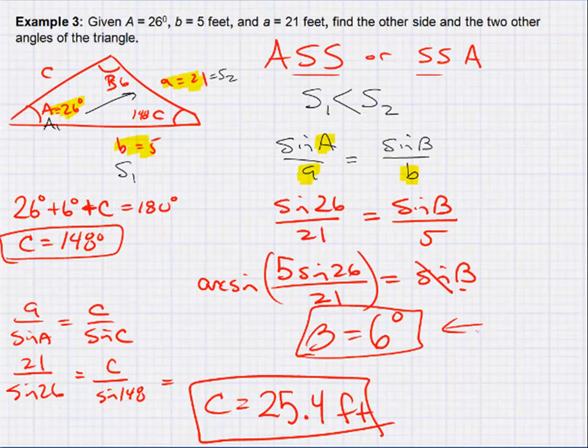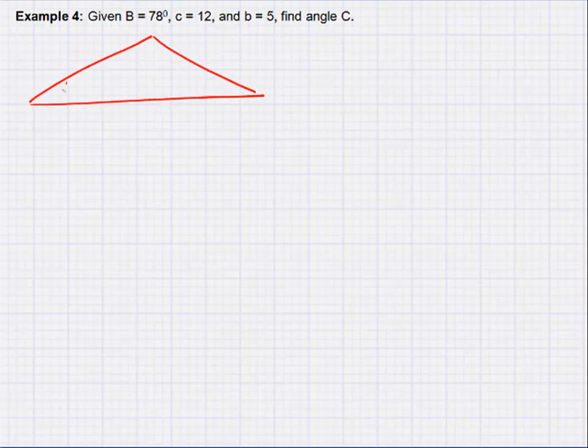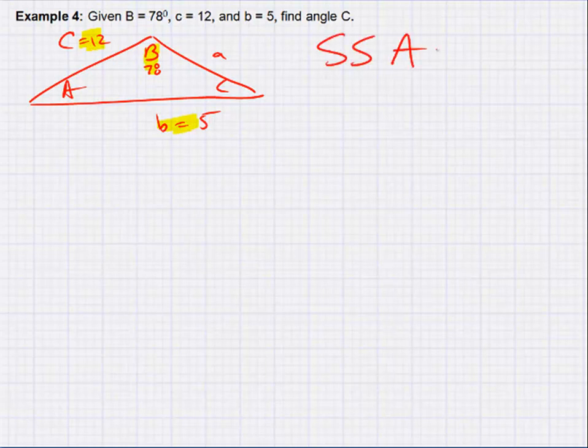But that was an easy one because there was no ambiguous case. So let's look at another one where there's an ambiguous case. So here's another one. Find angle C. So let's look at this here. Triangle A, B, C. So we said B was 78 degrees. Side c was 12. Side b was 5. So what was given? Angle, side, side. So two sides and an angle, not in between. That's that ambiguous case situation.